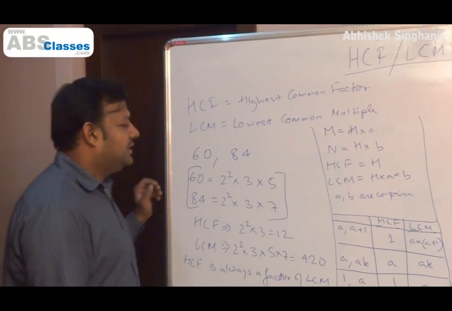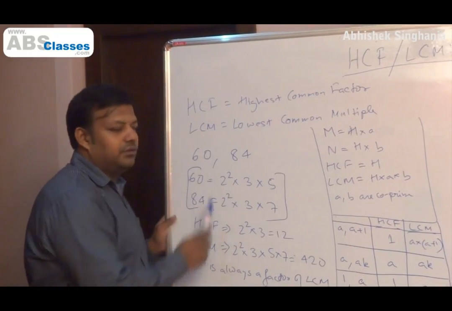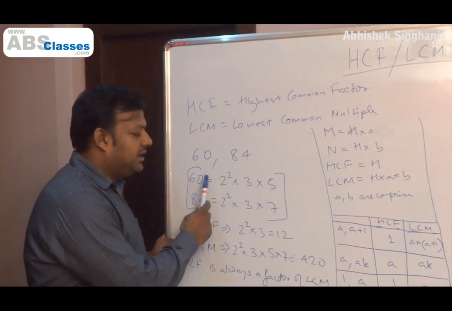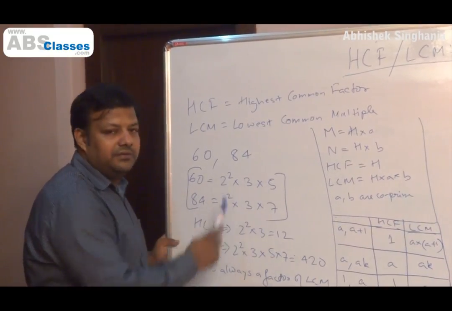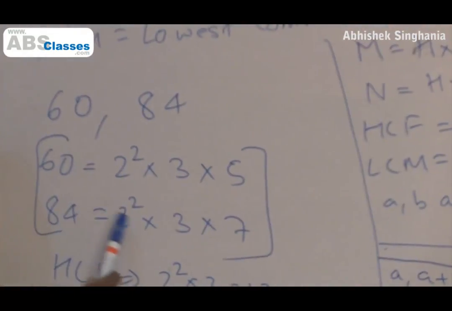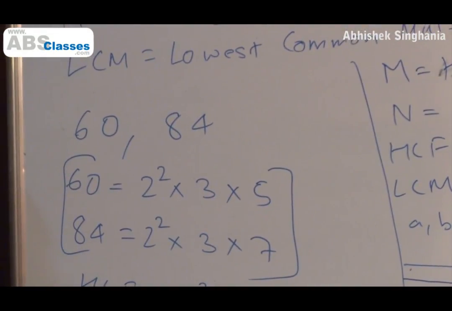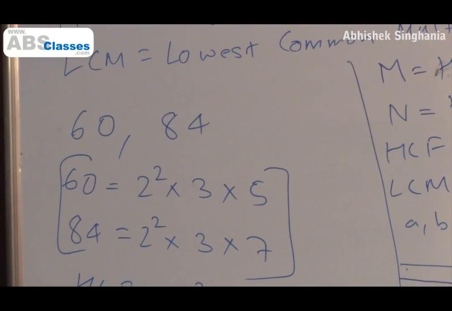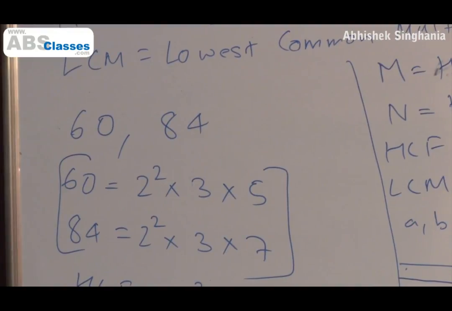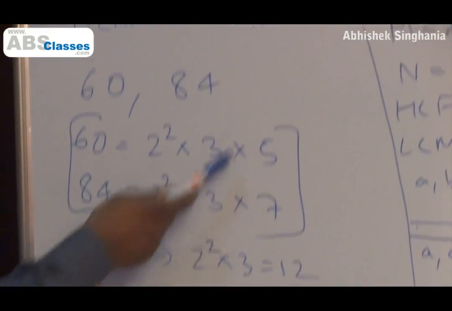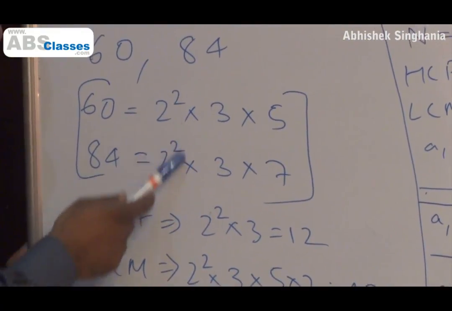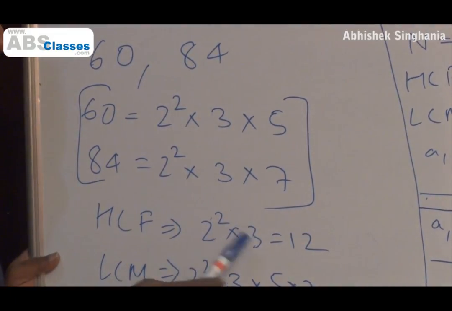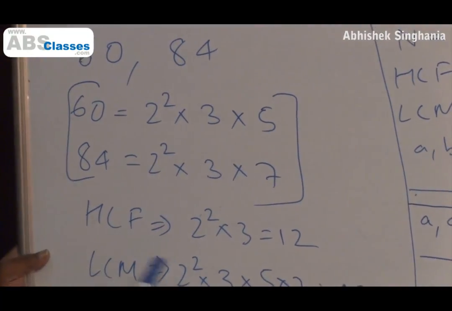What I'm trying to say here is that, say I have two numbers 60 and 84. If I do prime factorization for each one of them, 60 can be written as 2 square into 3 into 5. 84 can be written as 2 square into 3 into 7. Highest common factor: we are looking for a factor which is common, and all such factors in the two numbers. So look at the two numbers. What are the factors which are common? Obviously 2 square is common, 3 is common. So the highest common factor is 2 square into 3, 12. So that is your HCF.